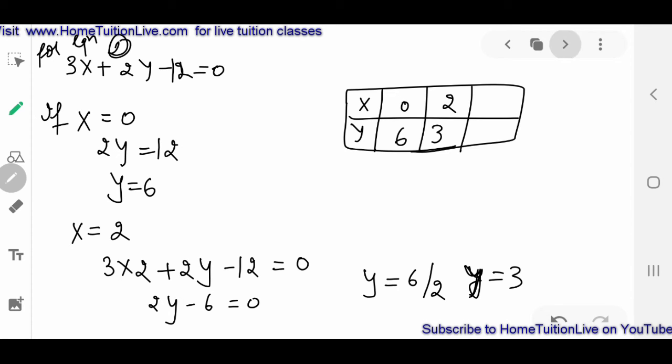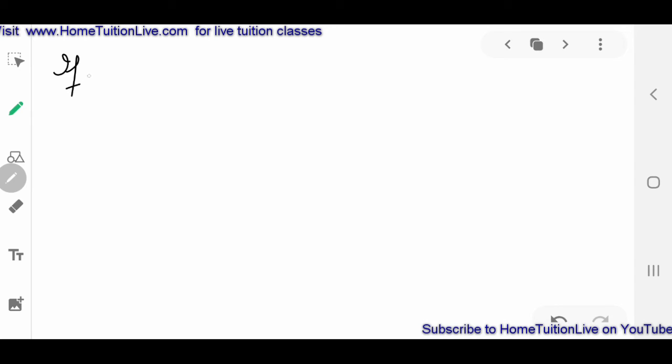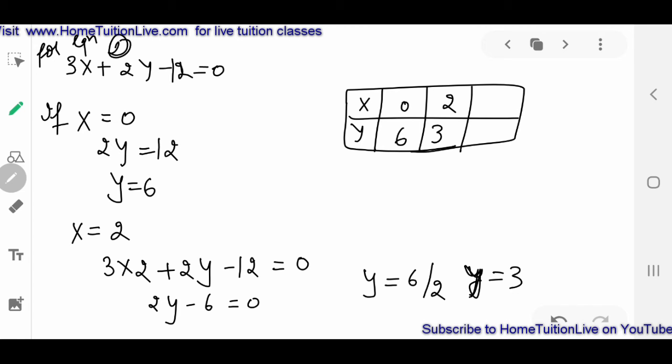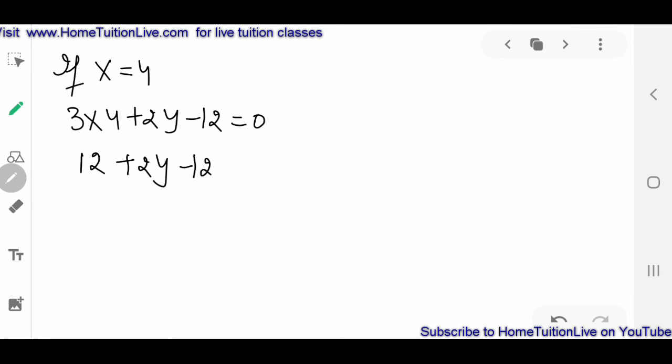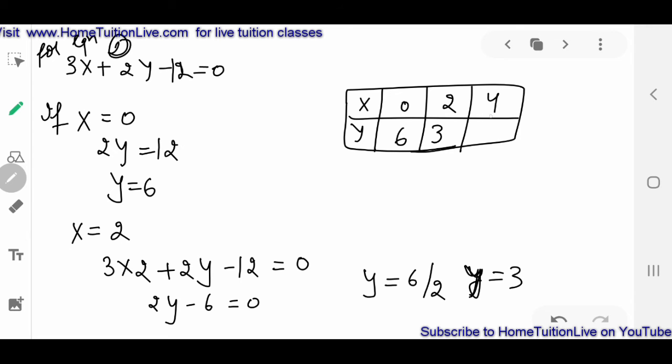Next, if x is equal to 4, so 3 into 4 plus 2y minus 12, 12 minus 12 is 0. This is y is equal to 0. It means if x is equal to 4, y is 0 for the second equation. Now we will plot the graph for this.